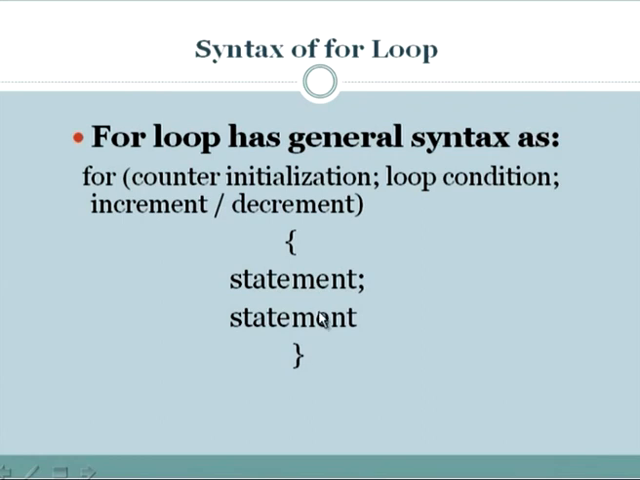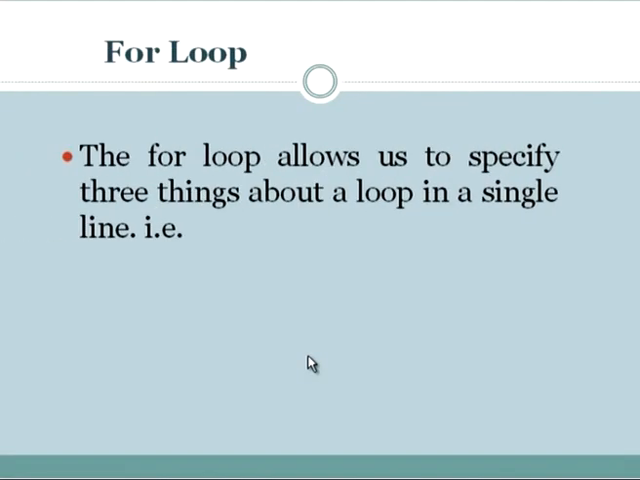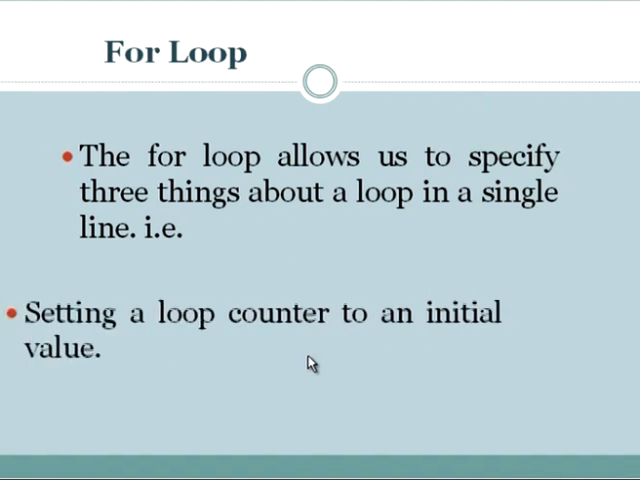In between the opening and closing braces we may put many statements, and these statements are considered the body of the for loop. These statements will be repeated many times at the time of execution of the for loop. The for loop allows us to specify three things about a loop in a single line. This is a special property of the for loop.